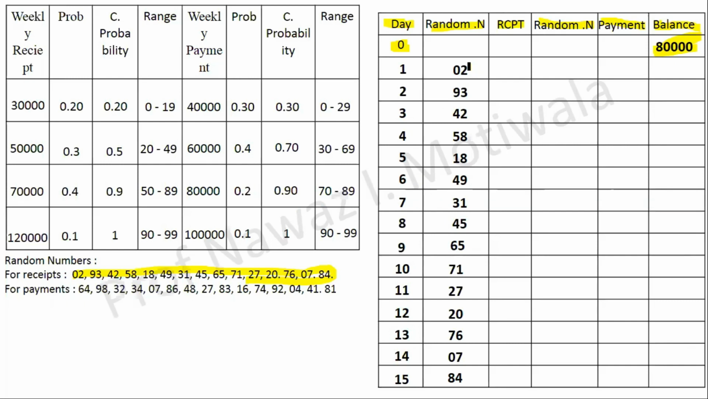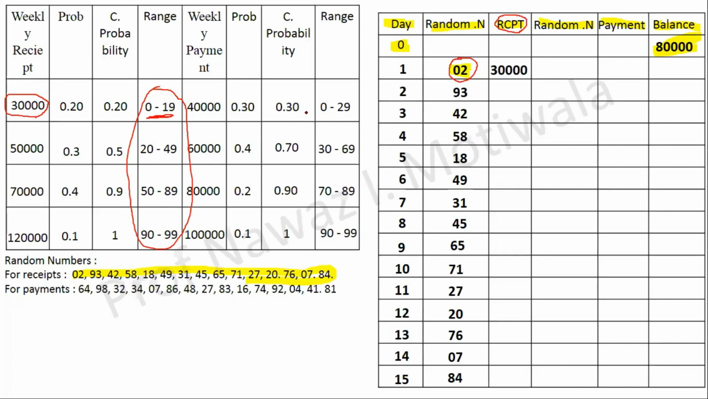Now because the random number is 2, what will be my receipt on that particular day? We need to check where this random number 2 lies in the receipt range. For the range of receipts, this is the particular column, so in this column we need to search. This random number 2 lies in the range of 0 to 19. Hence the receipt on that particular day will be 30,000. So I will write here 30,000.